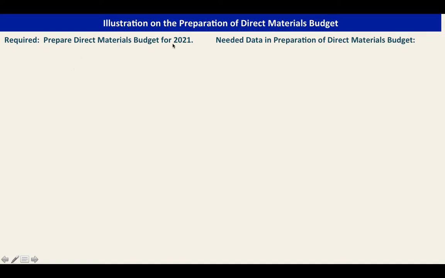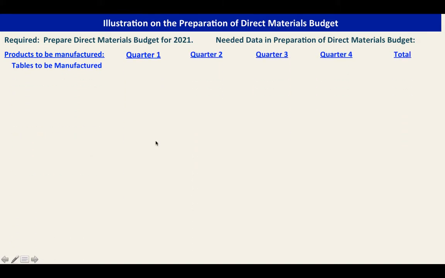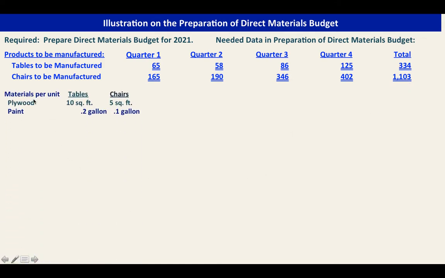Okay, let us move on. Let us illustrate the preparation of the direct materials budget. So we are going to prepare the direct materials budget for 2021. The needed data in preparation of the direct materials budget: first is the units to be manufactured. In our production budget, this is what we have. We are going to manufacture tables. The quantity in units is 334 tables and 1,103 chairs. Okay? And these are based on our data.